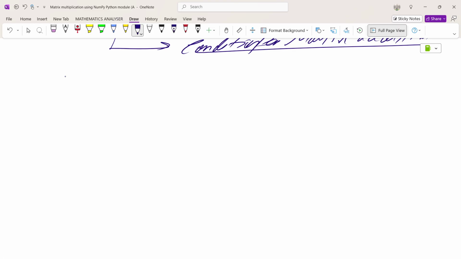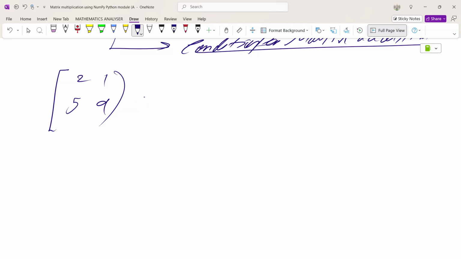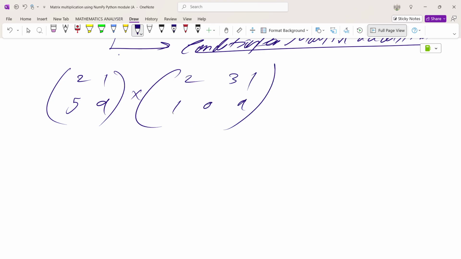Matrix 1 was 2 1 5 9, and matrix 2 is 2 3 1 1 0 9. Let me verify it: 2159, cross 231109. So the first thing that is needed is the rule for matrix multiplication.